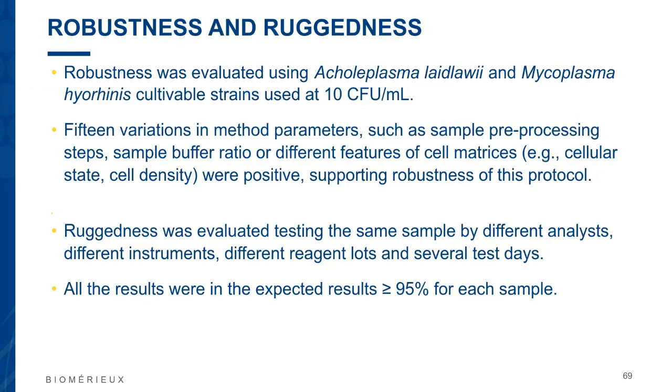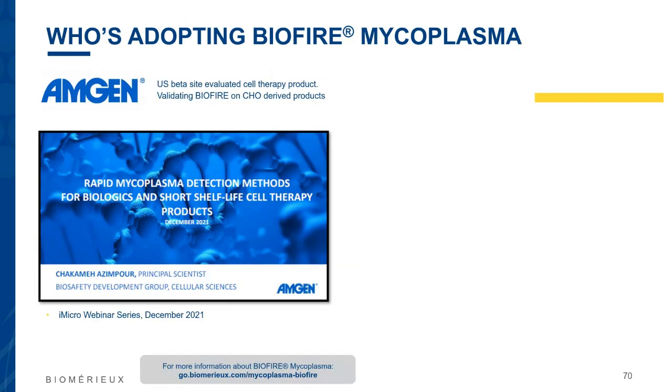The robustness was also evaluated using Acholeplasma laidlawii and Mycoplasma orale, so the worst cases that have been described in the literature. And we tested 15 variations in different parameters in terms of pre-processing steps, sample buffer ratio, and different features of the cell matrices, and all the results were in the expected results, more than 95% for each sample. So the assay is robust to be performed.